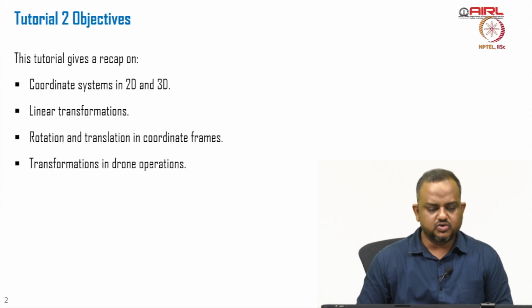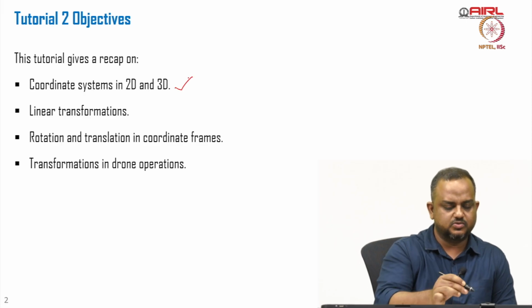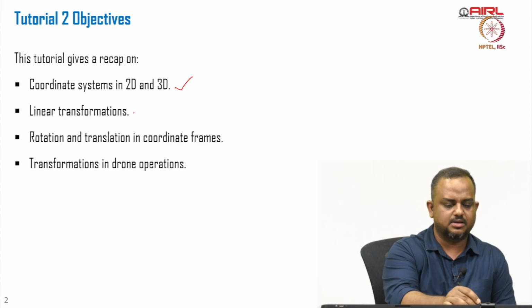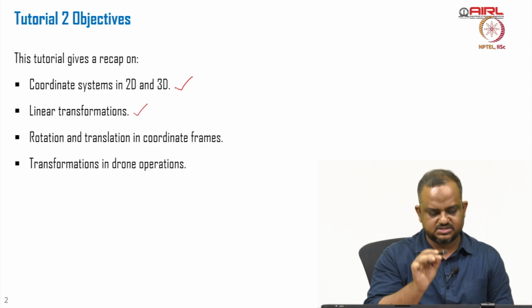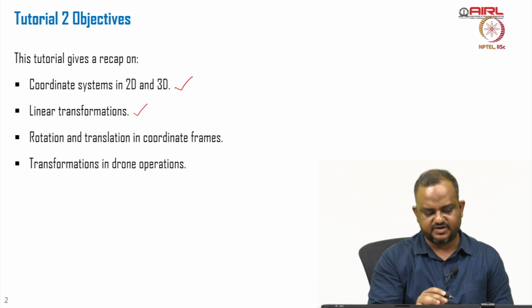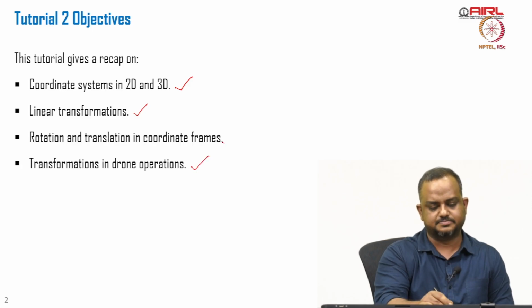So tutorial 2 objectives are something like this. It gives a recap on coordinate systems in 2D and 3D. Then it will focus on linear transformations. It will give stress on rotation and translation in coordinate frames, and finally how these transformations are important in drone operations.